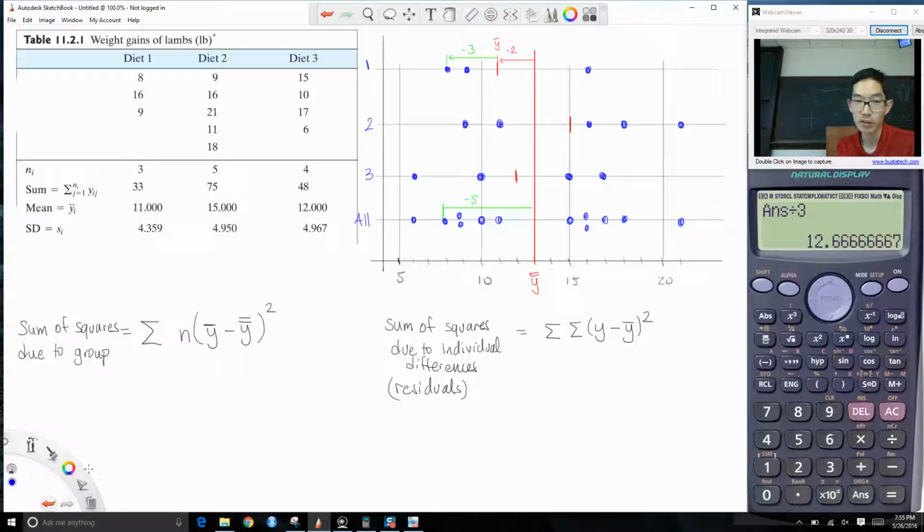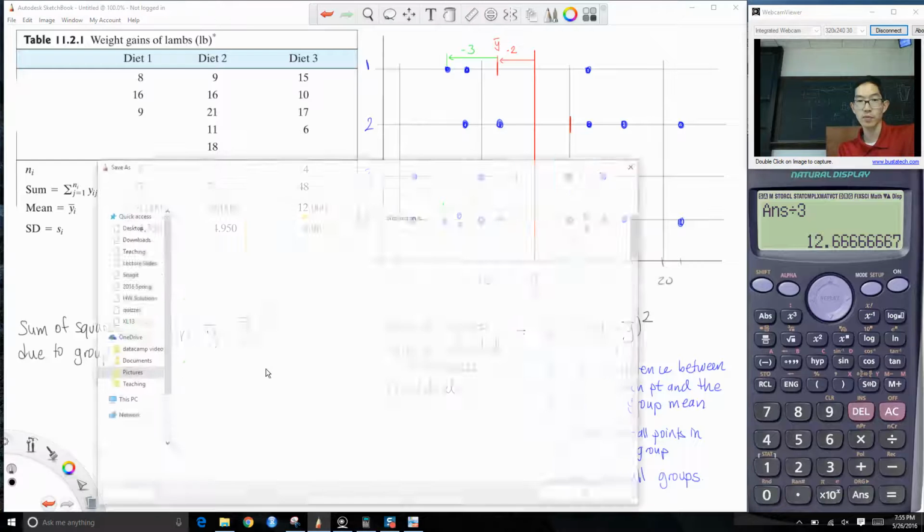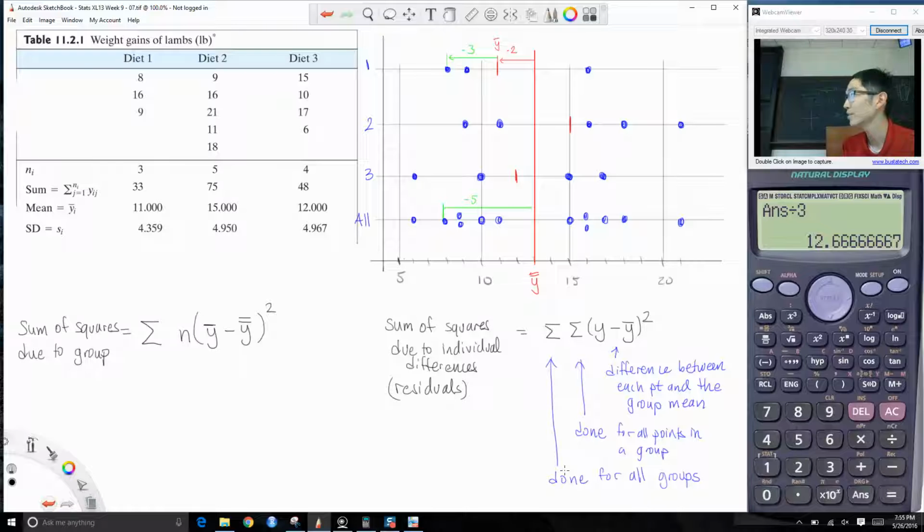I don't know, maybe I should write that down. So each point and the group mean, okay, and then we will say summed, done for all points in a group and done for all groups. Is that okay? Kinda? All right.